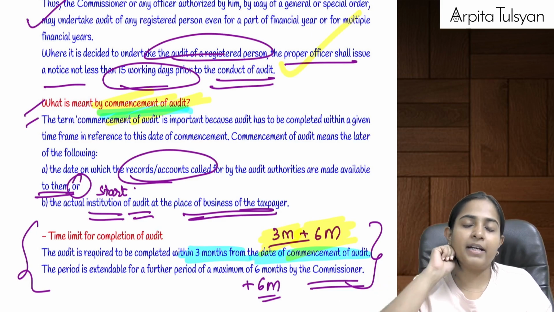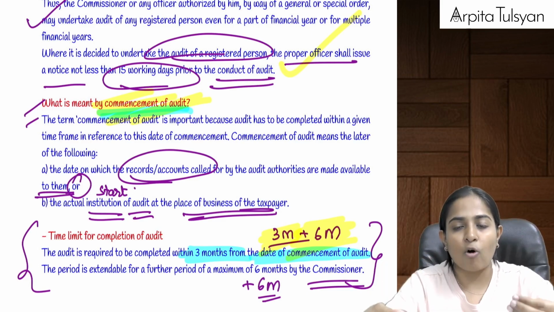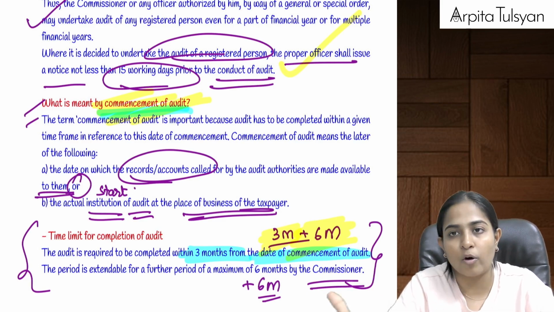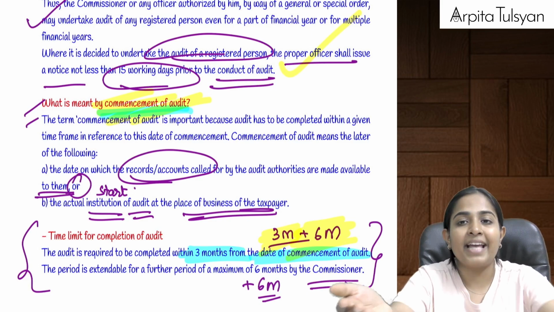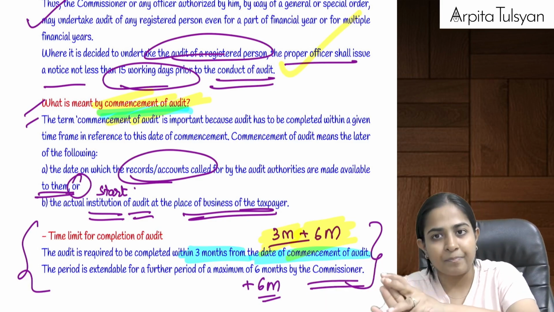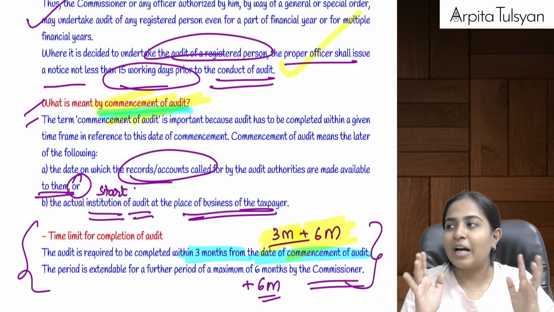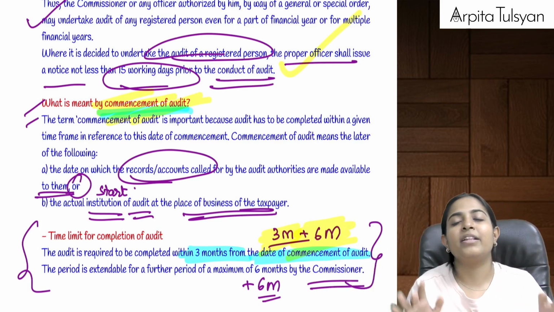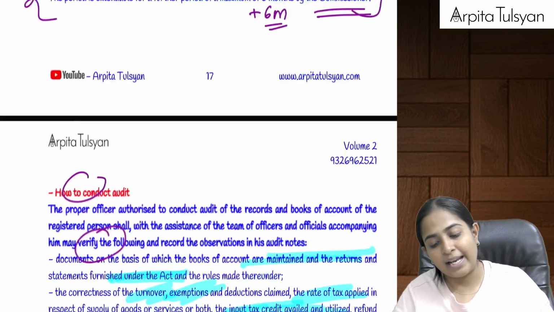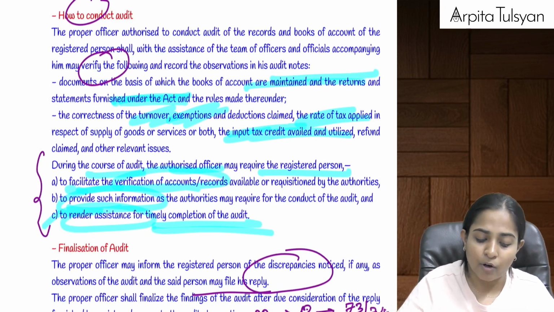3 months time period will start from when? Either when we submit the records, accounts, etc. for the purpose of audit to the authority, to the commissioner, or when they actually come to our premises for conducting the audit, whichever is later. So basically when they are fully ready for commencing the audit, that is the day when the audit commences, and from that day 3 months time period will be calculated, and if there is a sufficient cause, this time period can be extended by another period of 6 months.